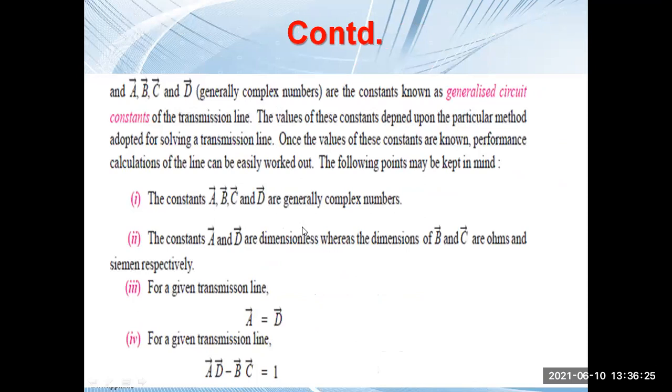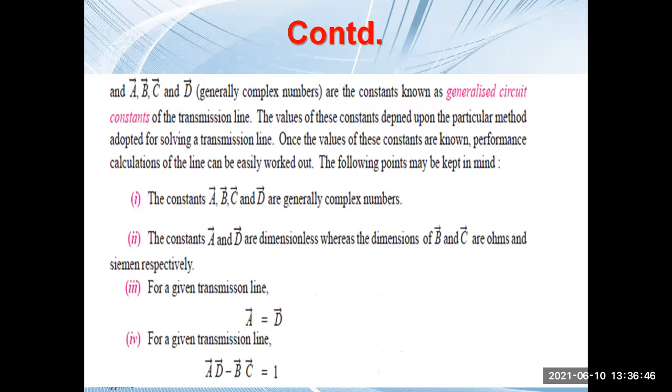Now, these ABCD parameters are generally known as the generalized circuit constants of the transmission line. So we have to remember that these ABCD parameters are also known as the generalized circuit constants of the transmission line. Now, the values of these constants depend upon the particular method adopted for solving a transmission line.